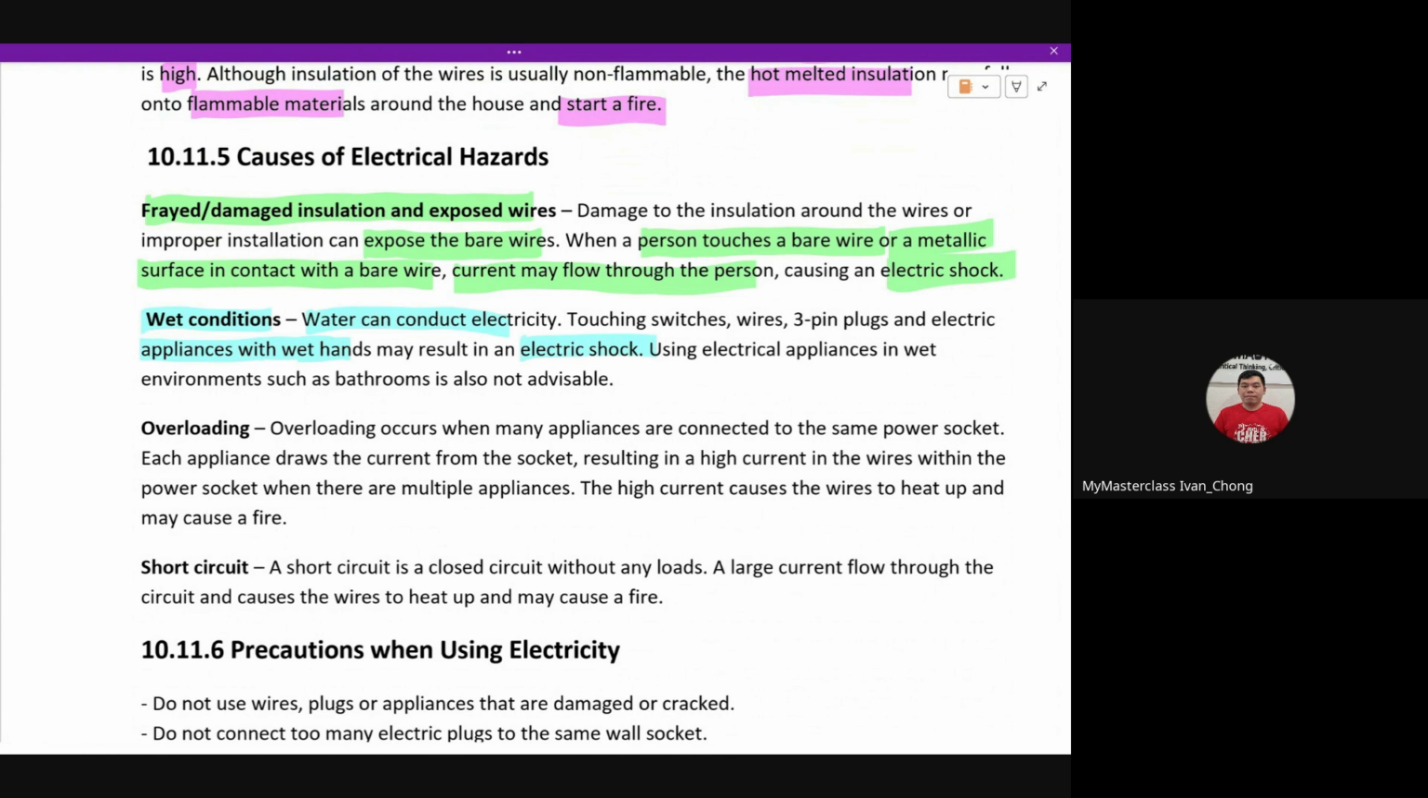So you are constantly getting shocked and you cannot escape. So it's very, very painful. And if no one comes and saves you, you are basically standing there getting shocked for a long time. So it's very, very dangerous. You will die. Right?